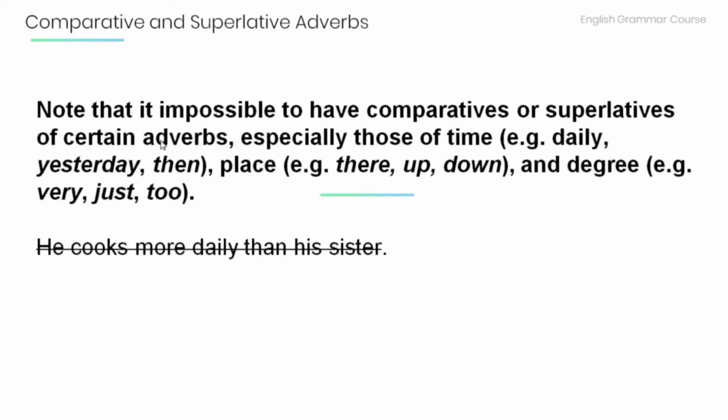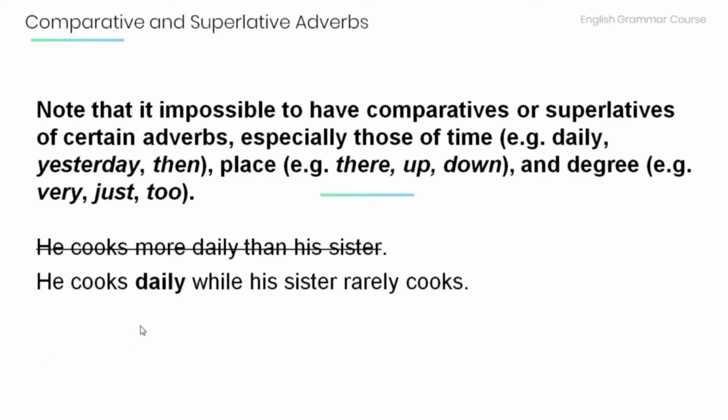Note that it's impossible to have comparatives or superlatives of certain adverbs, especially those of time. For example, daily, yesterday, then. Place, for example, there, up, down, and degrees. For example, very, just, too. Now provide the correct form of the sentence below. He cooks more daily than his sister. He cooks daily while his sister rarely cooks.